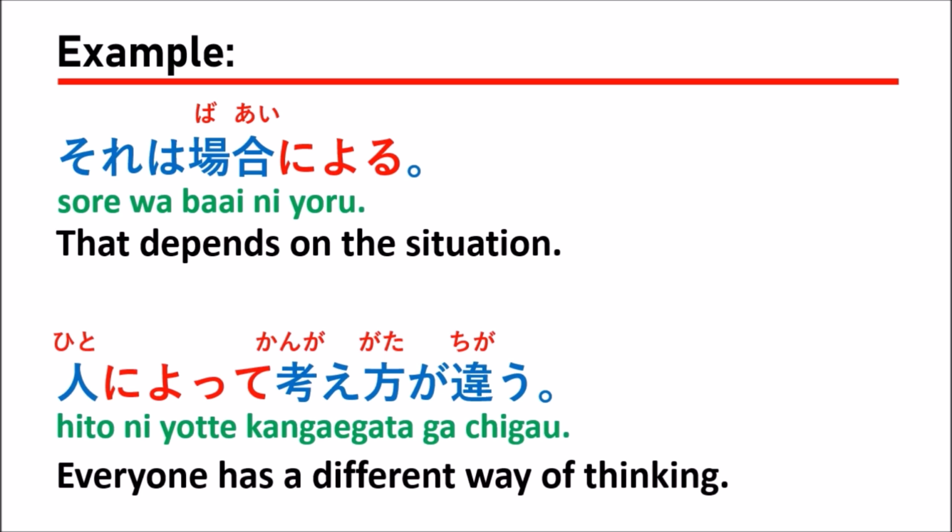In the second sentence, our noun is hito. Hito means people, but we say everyone, right? 人によって考え方が違う means everyone has a different way of thinking. 人によって means according to the people, right? 考え方 is way of thinking. 違う means different. So if we translate it correctly, we can say everyone has a different way of thinking.